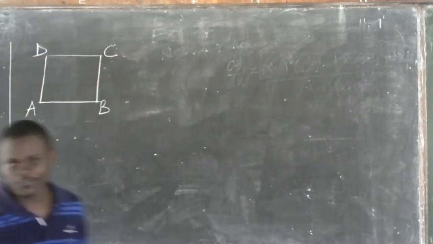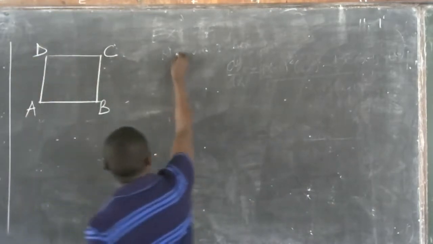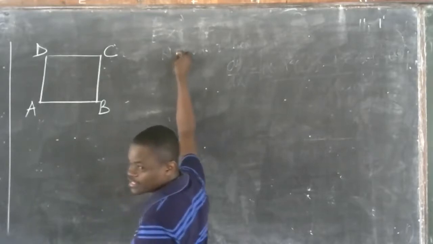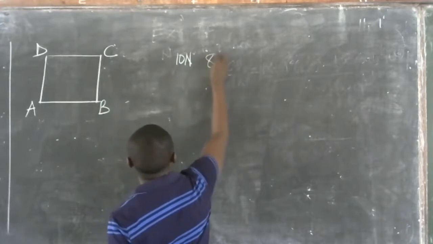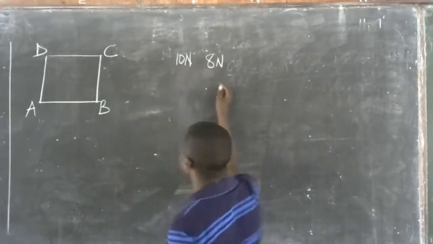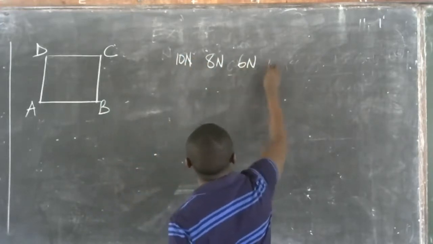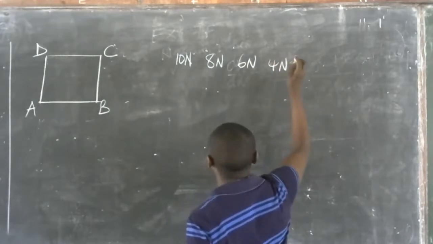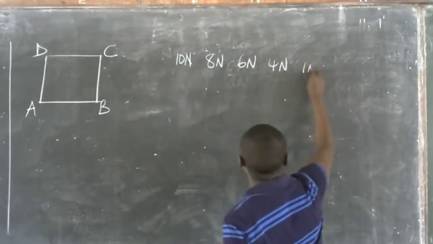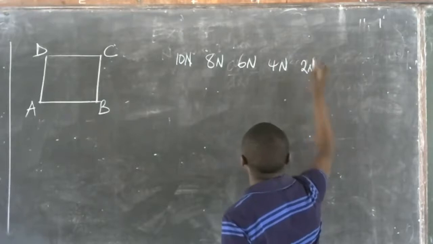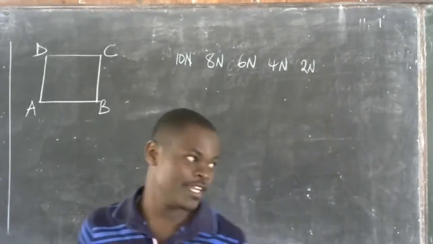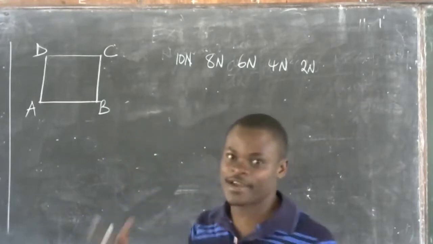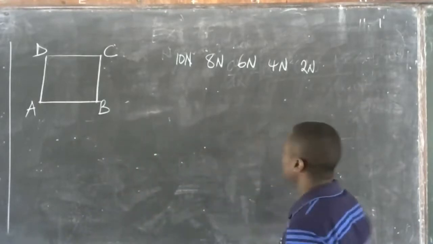So now it was square ABCD, and they gave us forces. They said forces of 8 newtons, 10 newtons, 8 newtons, 6, 4 newtons, 2 and then 1. We cancelled out 1 newton because the number of forces was exceeding the number of sides.